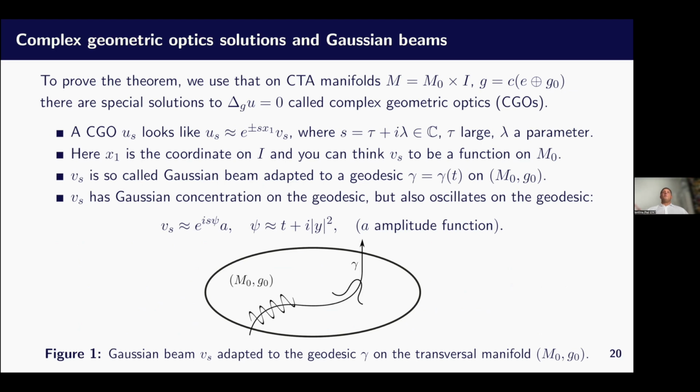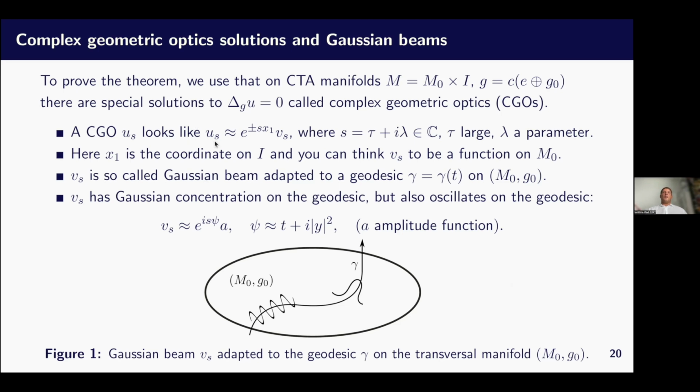So to prove the theorem, we use the fact that on CTA manifolds, you can think that the manifold is just a cylinder, M0 times the interval, which is equipped with a metric of the form conformal factor times the Euclidean metric in the vertical direction and g0 in the transversal direction, M0. So in these CTA manifolds, there are special solutions called complex geometric optics solutions, abbreviated as CGOs. What do these CGOs look like? They look as follows.